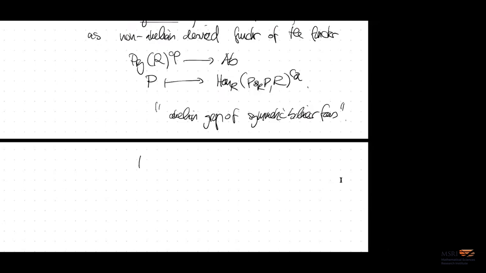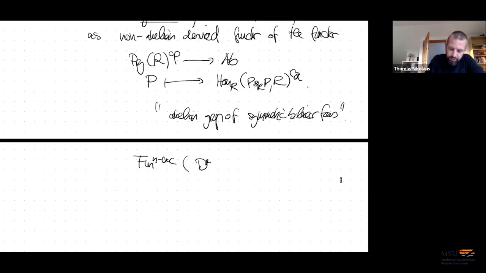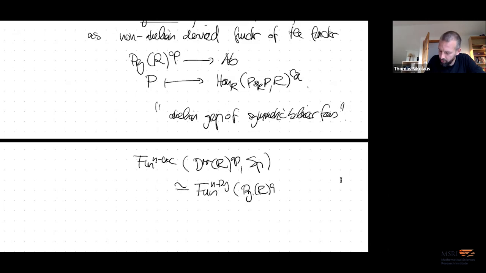And actually prove more. You can prove n-excisive functors from the derived category, and actually I don't even need to say perfect, but I can if I want. From the derived, let's say perfect so that we don't have to add further conditions, up into any other category, say spectra. This is actually equivalent to functors which are n-polynomial on projective R-modules up into spectra.